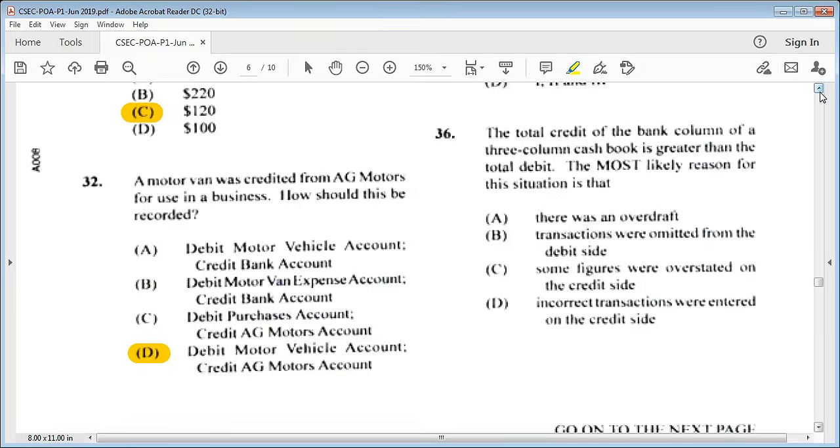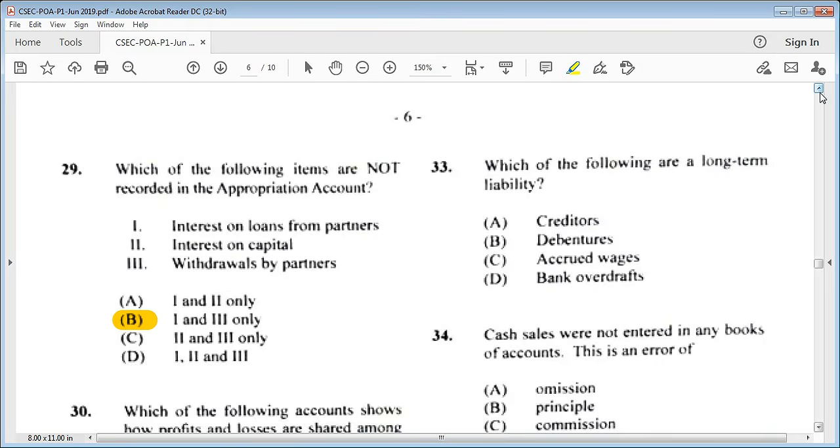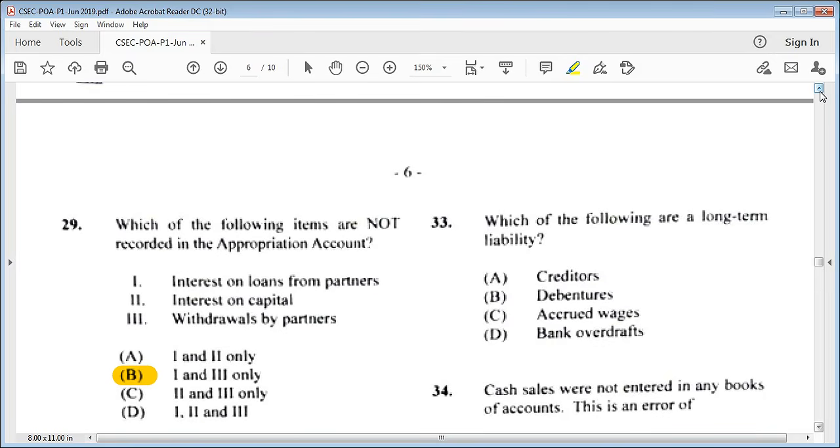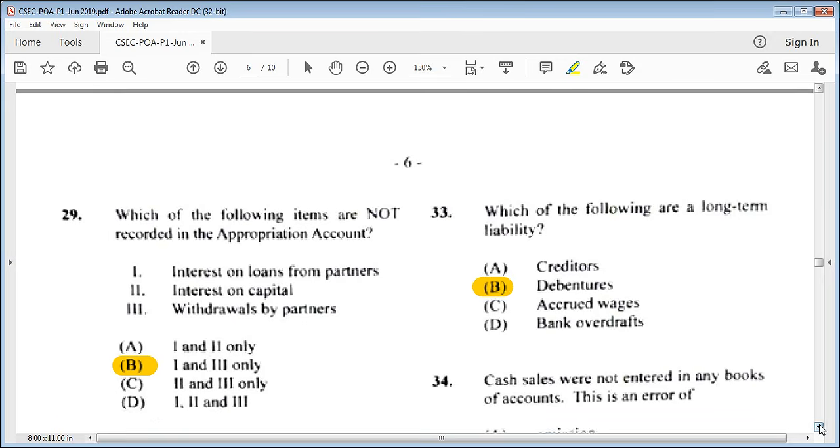33 says, which of the following are a long-term liability? A, creditors. B, debentures. C, accrued wages. D, bank overdrafts. We know it is B. Debenture is a long-term loan, a loan to a company that is to be repaid. So we know that would be the long-term liability.